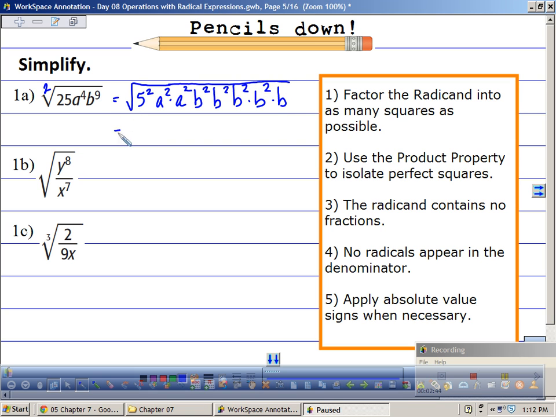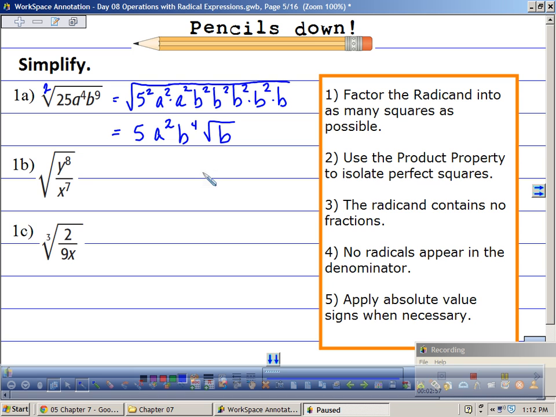Okay, so how many? We've got 1 5. 2 a's get kicked out, correct? How many b's get kicked out? 4, and 1 is left underneath that radical sign.